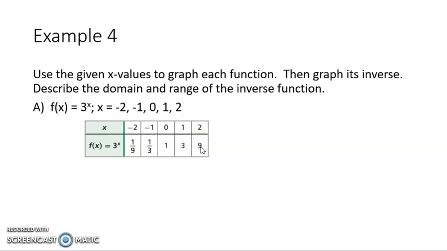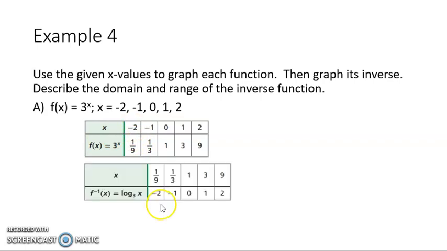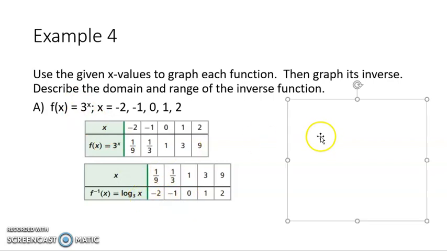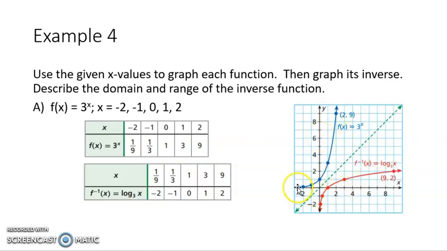Now, to graph its inverse, I'm just going to switch the order of these pairs. So instead of having negative 2, 1/9, I'm going to have 1/9, negative 2. Okay, so this is my switched pairs. I have a table filled with them. And now all I'm going to do is graph the points in each table and connect all of these dots, and then I'll connect all of these dots. And what we'll have is the graph of f of x equals 3 to the x, and its inverse, which is log base 3 of x. So when I graphed them, I got these graphs. So the blue graph is f of x equals 3 to the x. The red graph is f of x equals log base 3 of x.